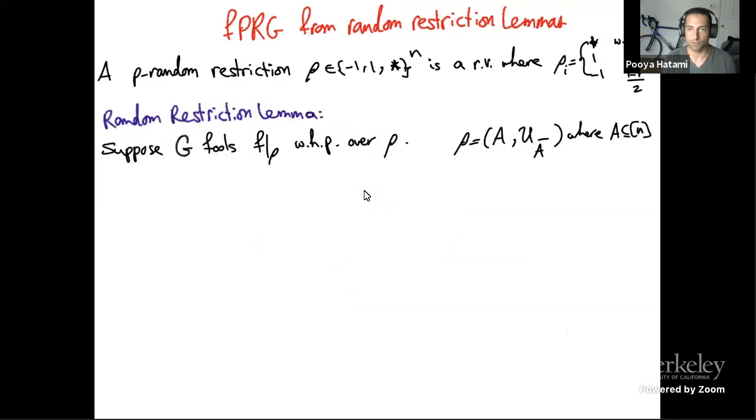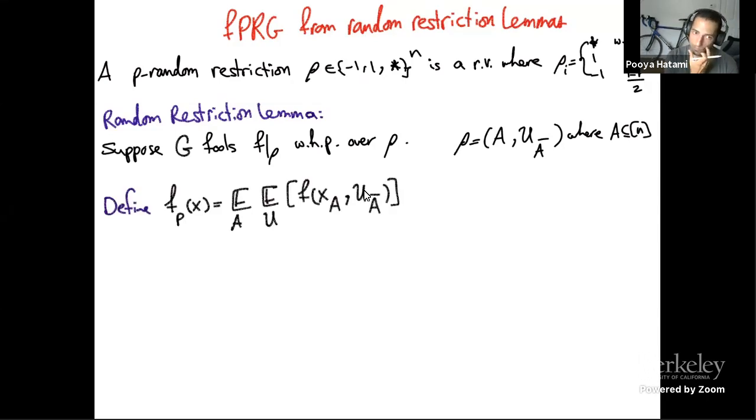And the trick is kind of simple. Let's formalize what we mean by this random restriction lemma. Let's say that we actually have a generator that fools the restricted function with high probability over the restriction, and this is a p-random restriction. It will be helpful to think of the restriction as just a pair. One is a set A, a subset of the variables where we pick each of the variables with probability p. These are the alive variables. And we have a uniform distribution over the restricted variables outside of A.